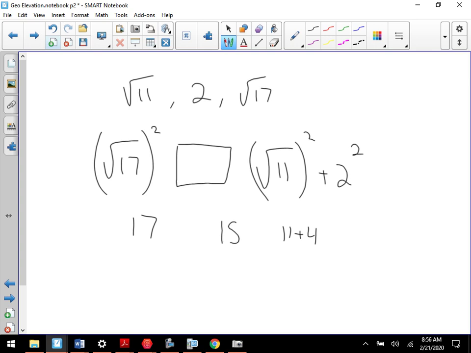Which one's bigger? Or are they equal? So 17 is bigger than 15, so it would be obtuse. That's how you show your work on these types of problems. That's exactly what we did before. That's what we wrote out. And it was pretty straightforward. Not terrible?